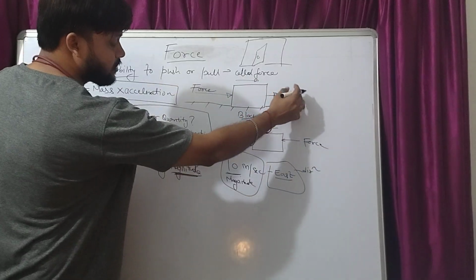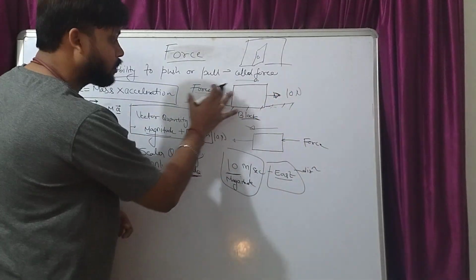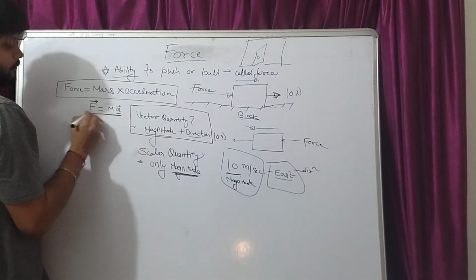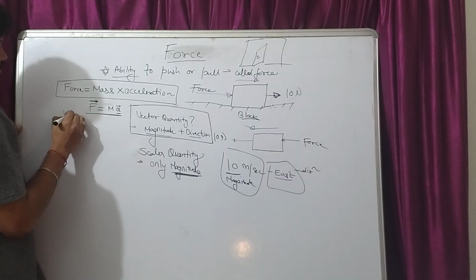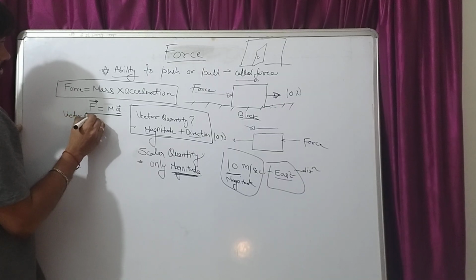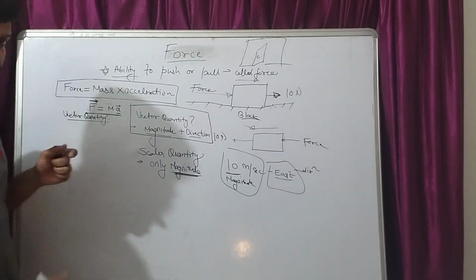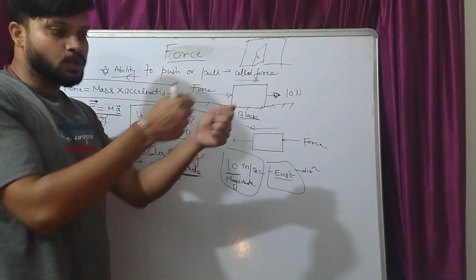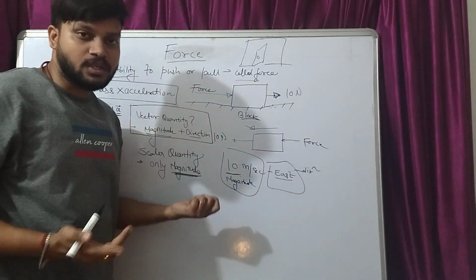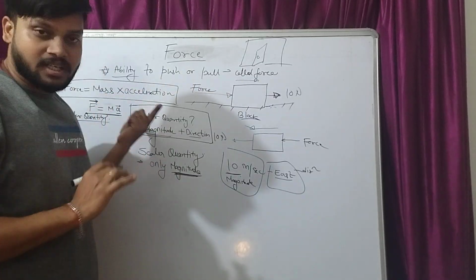So it has a direction also, right? So the force is what? Force is a vector quantity. Alright? Ability to push or pull something is called force. Force is a vector quantity.